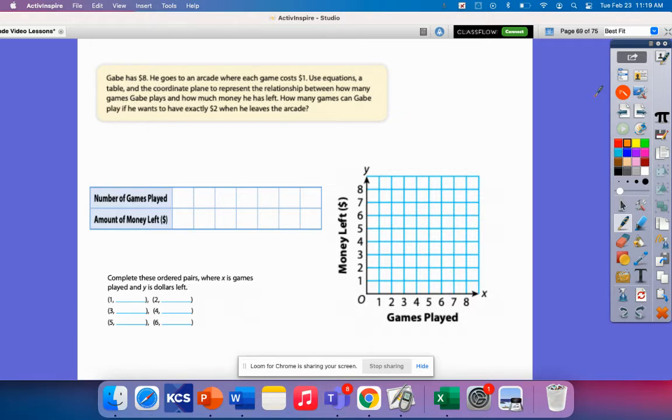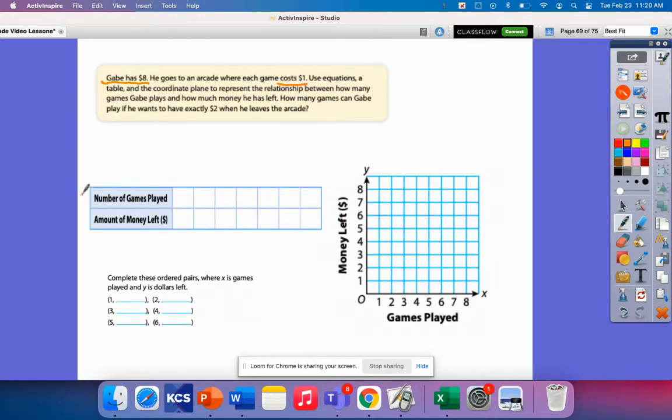I'm always going to fill out my table first when I have a question like this, before I plot points, make an equation, all those things. I'm going to do the table first because I feel like it's the easiest. So Gabe has $8, and each game costs $1. So here's our information that we need. We will come back and talk about this question after we have filled out all of our models.